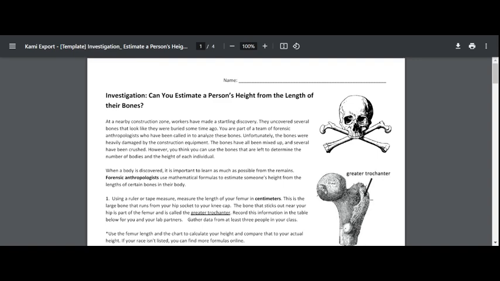So, one, using a ruler or tape measure, measure the length of your femur in centimeters. This is the large bone that runs from your hip socket to your kneecap. The bone that sticks out near your hip is part of the femur and is called the greater trochanter. Record this information in the table below for you and your lab partners. Gather data from at least 3 people in your class.